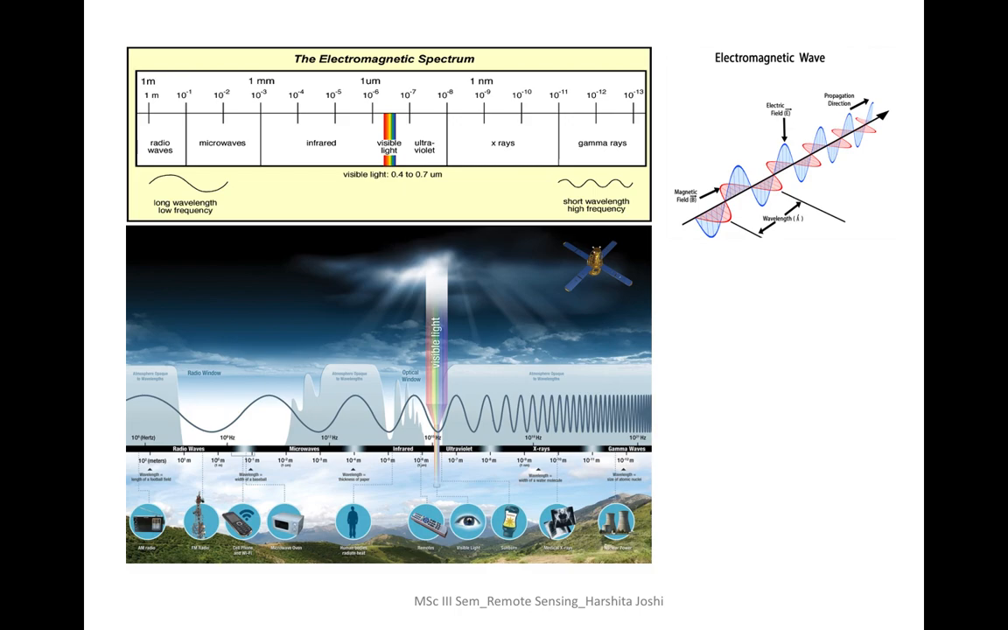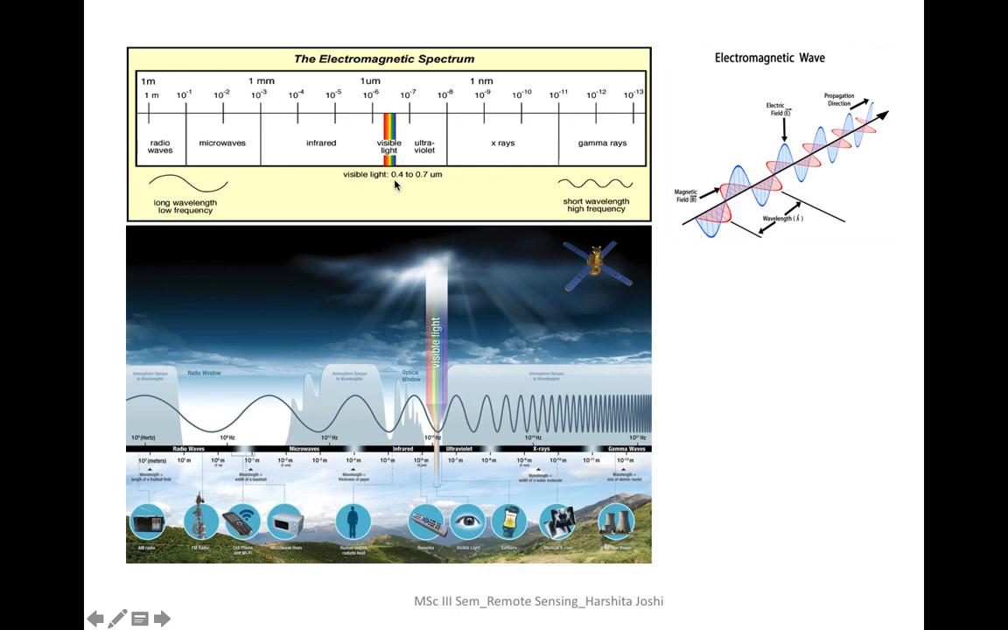So the sun provides us the electromagnetic energy, which has two parts. The wave has the magnetic part and the electric part, and it moves in a sinusoidal wave format. The radio waves have longer wavelengths, and the gamma rays have shorter wavelengths. They are measured in meter, millimeter, micrometer and nanometer.